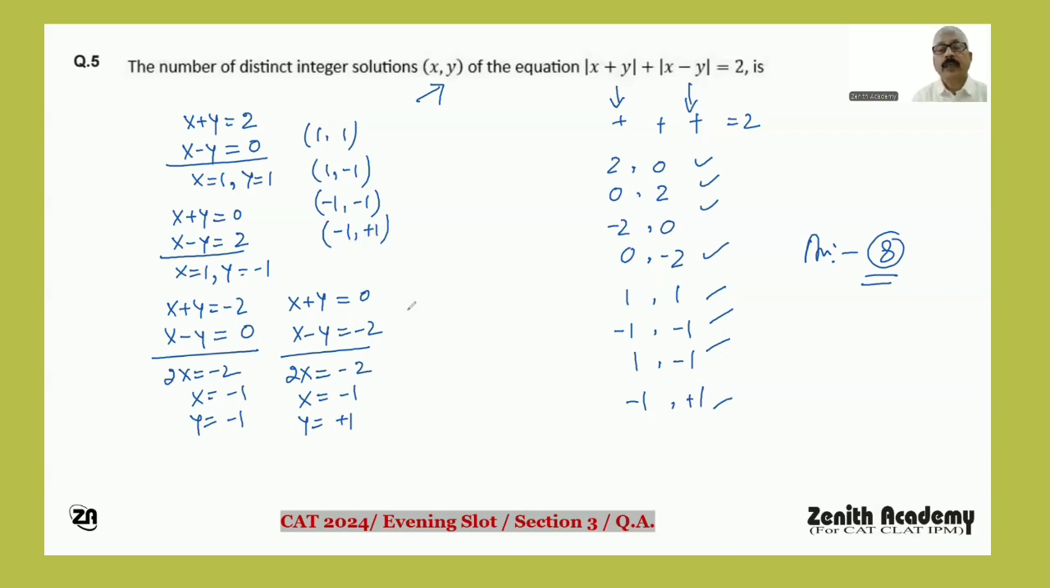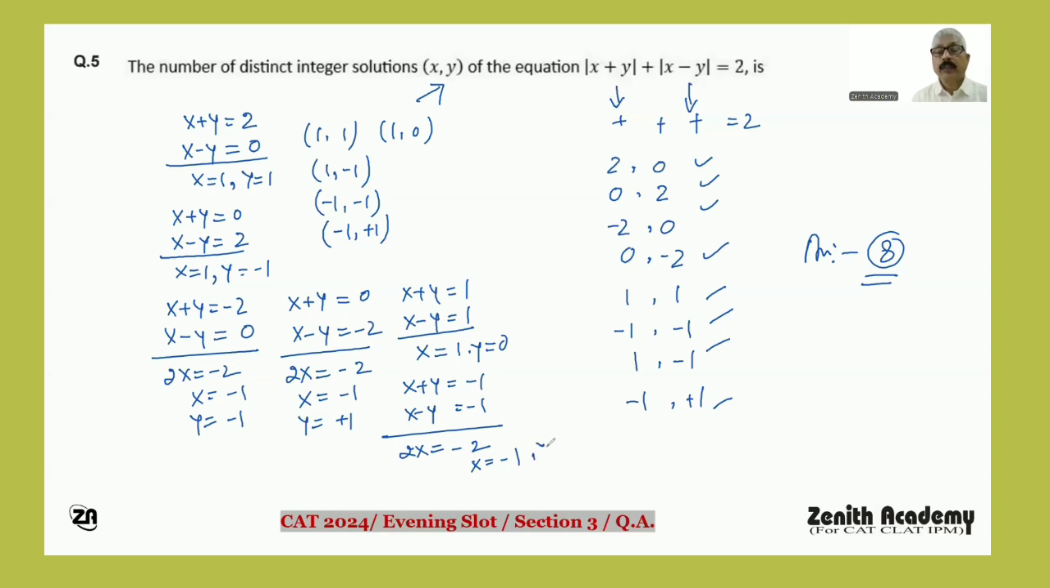If I take 1, 1, x plus y is 1, x minus y is 1, then 2x is 2, so x is 1, y is 0, right? It is 1 and 0. If you take x plus y is minus 1 and x minus y is minus 1, then 2x is equal to minus 2, x is equal to minus 1, then y is equal to 0. So this is minus 1, 0.